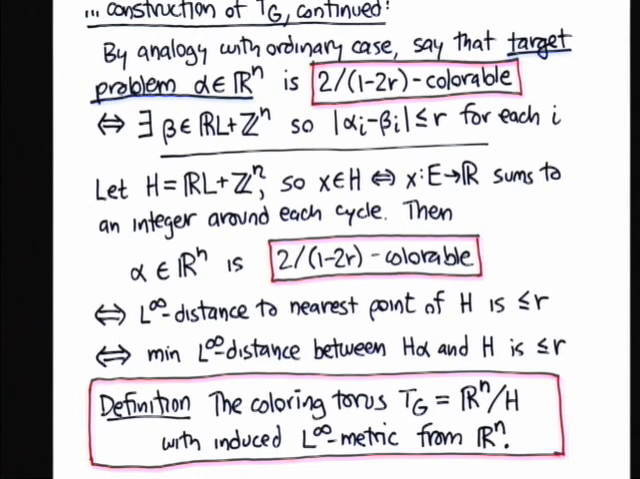And you could rephrase that as the distance between the coset H alpha and H itself is less than or equal to r. And I want to define the coloring torus of T sub G to be Rn mod H using this induced metric. Okay, so now let me answer your question.